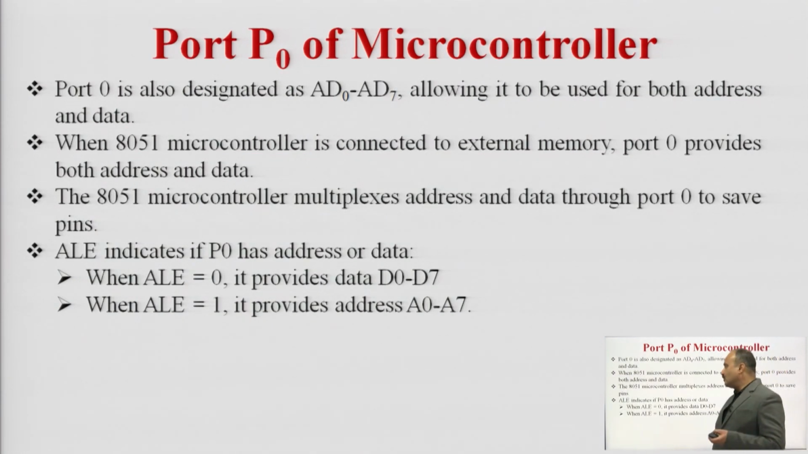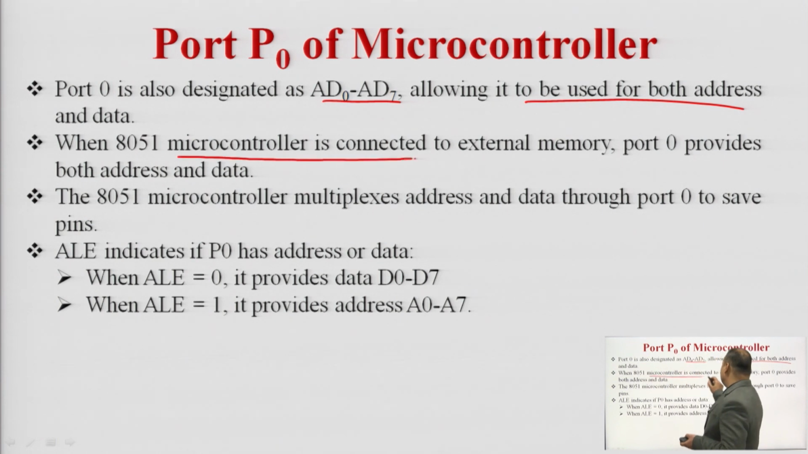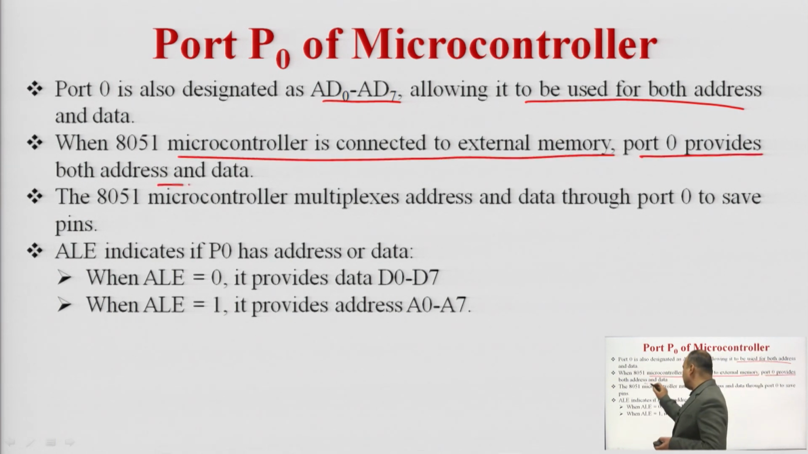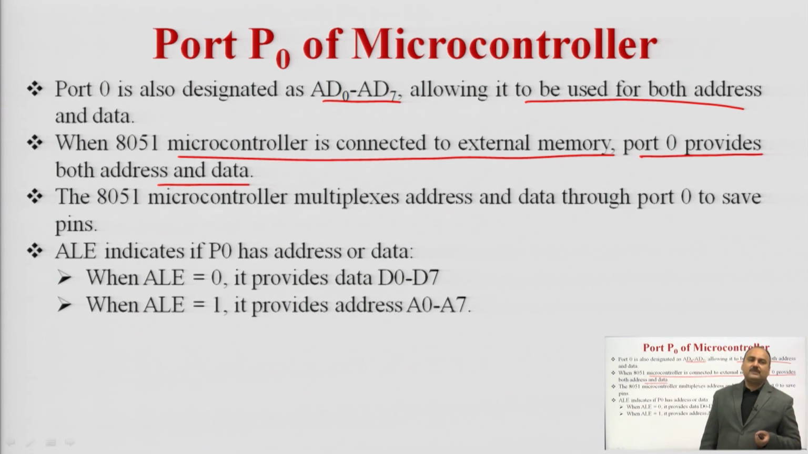Next, port P0 also has a special function, which is AD0 to AD7. It is multiplexed with the address and data bus, allowing it to be used for both address and data. When the 8051 microcontroller is connected to external memory, port P0 provides the address and the data. So, whenever we connect external memory with port P0, the address and data lines can be provided with the help of the port pins, that is A0 to A7 and D0 to D7 data lines.